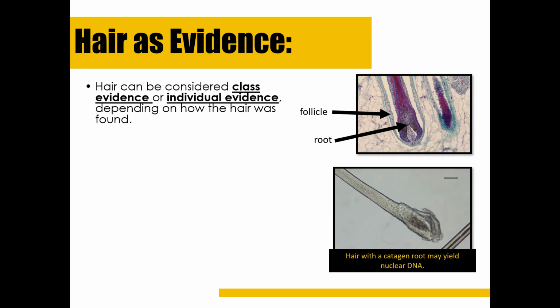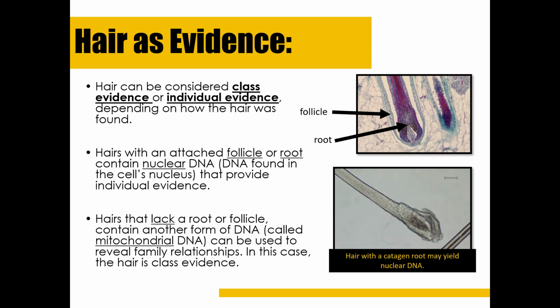Now, hair's unique because it can be considered class evidence or individual evidence. And back when we talked about our introduction to forensics lesson where we talked about types of evidence, we discussed this. So hair can be class evidence if it's found without the root or follicle, and it's considered individual evidence if it's found with the root or follicle. So depending on how the hair is found, it's classified in different ways.